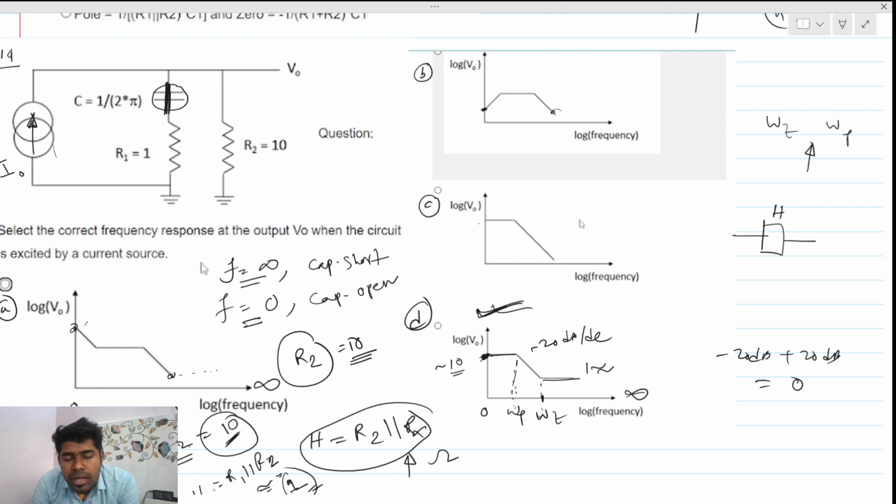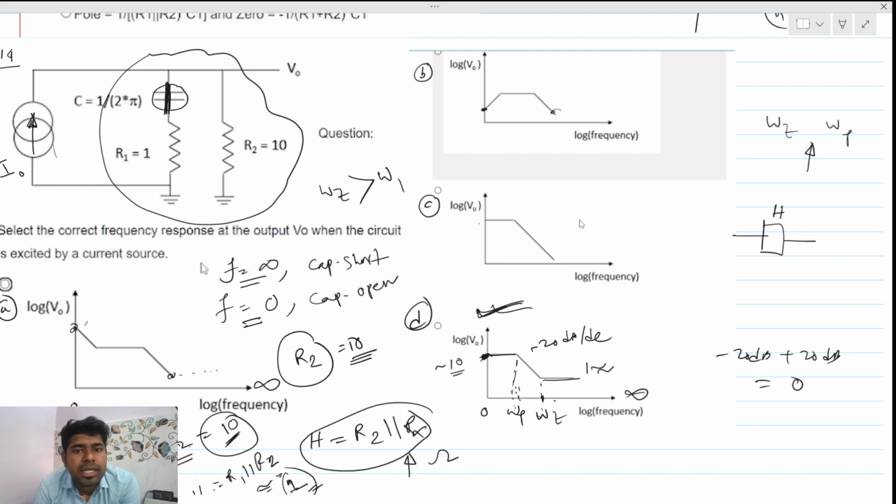So our omega zero frequency is present at a higher frequency, and you can do the same analysis by writing the transfer function as well. You will find that the zero value will be more than the pole value, so you can solve this. In this case option 4 is the correct answer, and we solved this by intuition, without writing any equations.